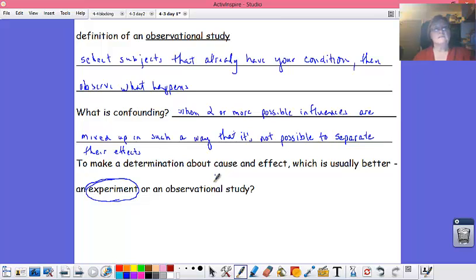Okay? And that's what our lesson is today. You've learned some vocabulary, and hopefully you'll read your book a little about what makes the difference between experiments and observational studies. Get out there, try that, and we'll see you in school.